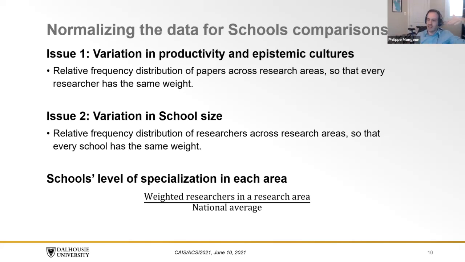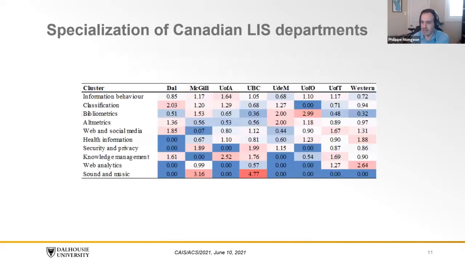So we take the weighted researchers, so all with the weight of 1, and then we do the distribution of researcher topic across the school so that all schools are worth 1 in the system. And then we can calculate their specialization in the topic in a way that is comparable across schools. I hope that was clear enough.